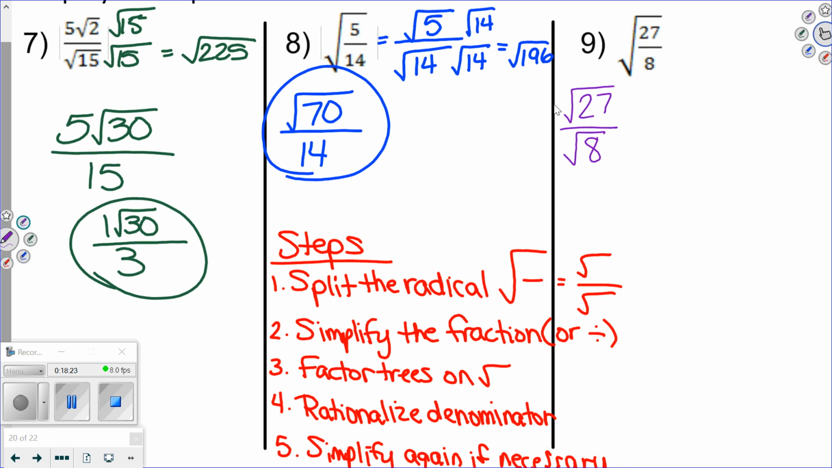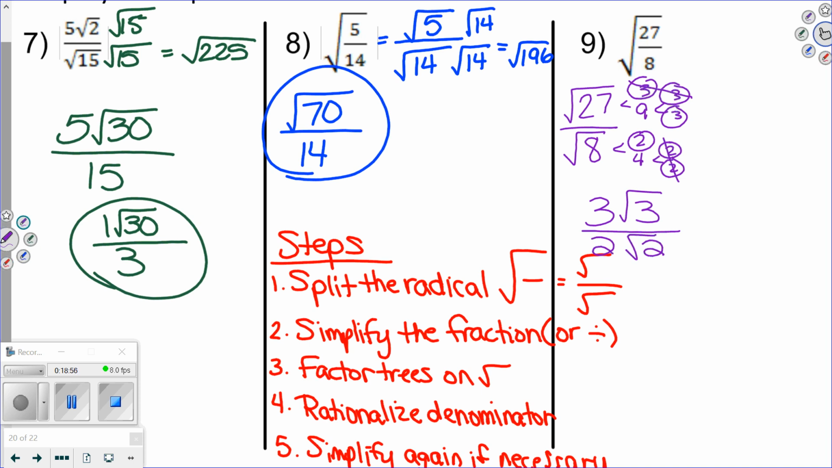Can you do factor trees and find any pairs? Yeah, you can. So on the top, I'll do a factor tree, 3 and 9, 3 and 3. So we got a pair of 3s and a leftover 3. Okay? 3 of you in a row did that, and then you didn't do a factor tree on the bottom. But I can do a factor tree here. That's 2 and 4, 2 and 2. So I got a pair of 2s and a leftover 2. So that was me doing step 3. I did my factor trees on my radicals. I found some pairs and made my number smaller and simplified.